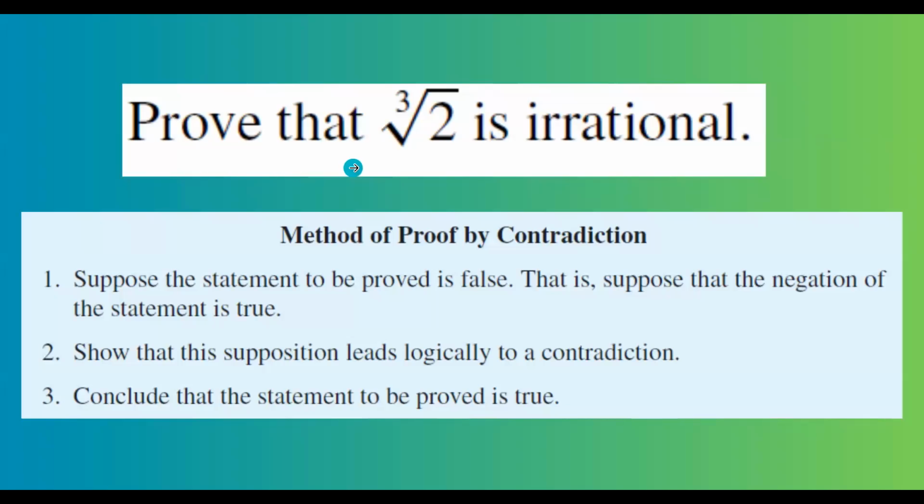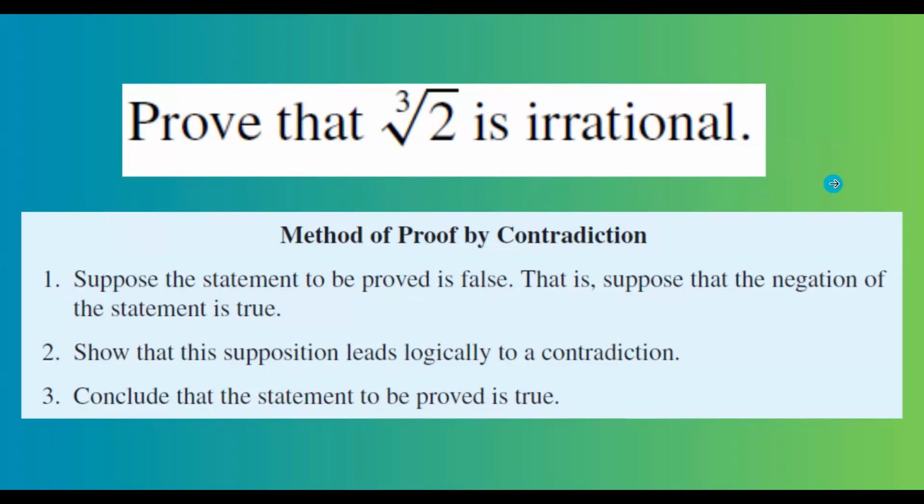We want to prove that the third root of 2 is irrational. We're going to apply the method of contradiction. In this method, assume that the statement to be proved is false. It means that we suppose that the negation of the statement is true, show that this supposition leads logically to a contradiction or something that we know is false, and conclude that the statement to be proved is true.